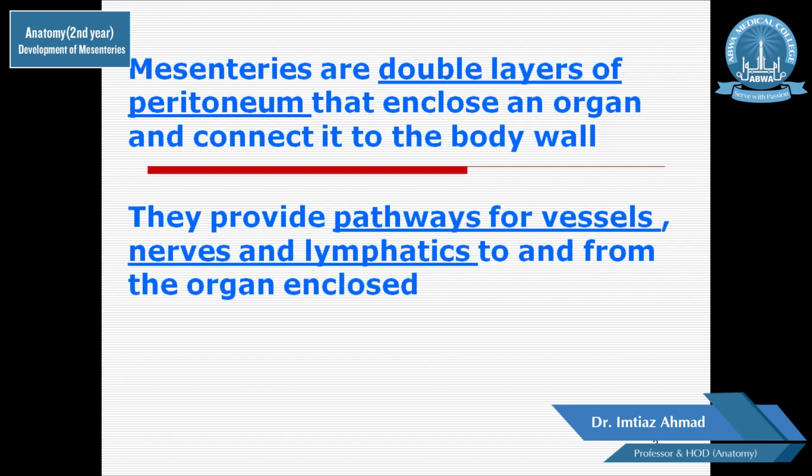What is the function? They provide pathways for vessels, nerves, and lymphatics to and from the organ enclosed. So the organ which is enclosed in the mesentery has a pathway for its blood supply, for its nerve supply, and for the lymphatic drainage. Through it, the nervous pathways, the vascular pathways, and the lymphatic pathways run.